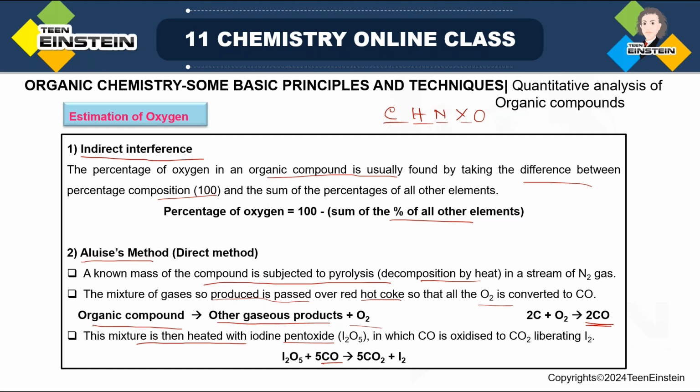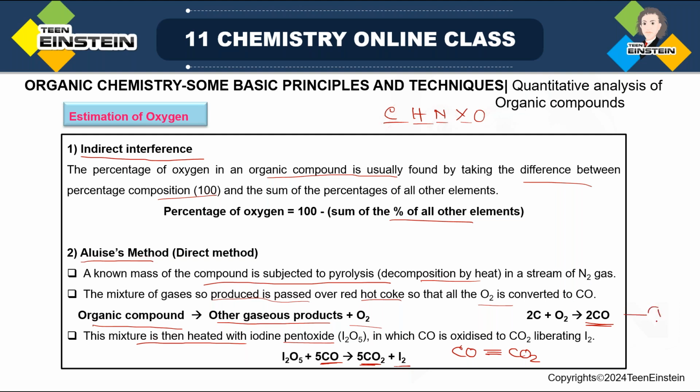Now the purpose is I2O5, it will oxidize CO and itself will be converted to iodine. Right? So here, if you compare the ratio of CO and CO2, this is already a balanced equation. If you compare it, you will see 1 mole of CO will produce 1 mole of CO2.